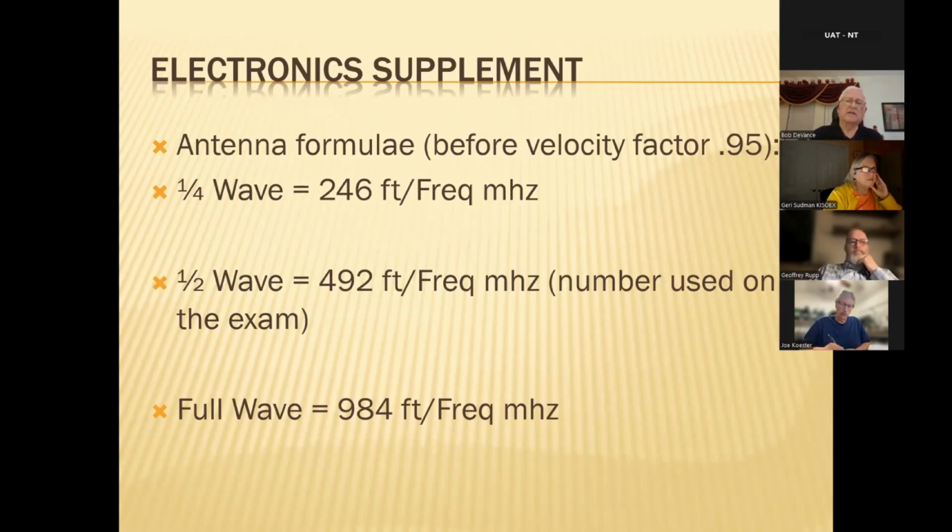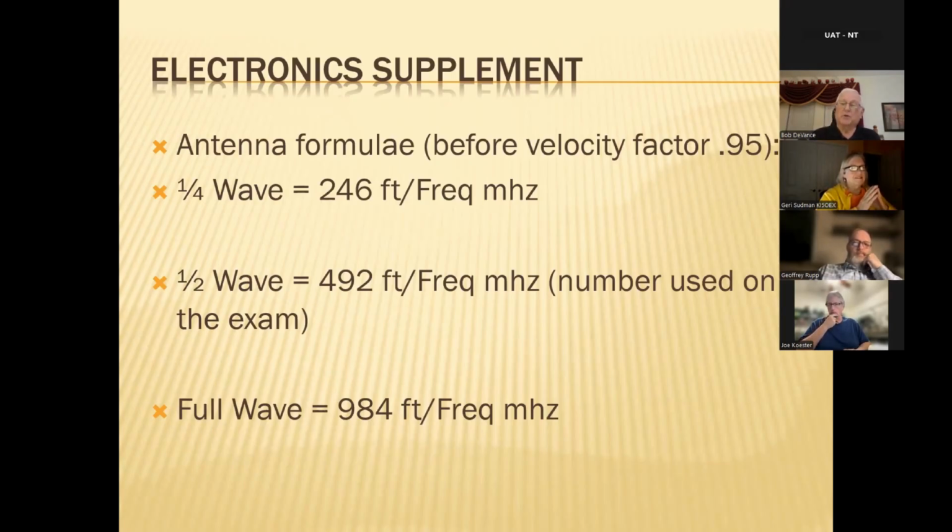Half-wave antenna length in feet is equal to 492 divided by frequency in megahertz. And that will give you a value in feet for a half wave or a dipole antenna. Where does that 492 come from? I've got a slide that follows that we'll talk just briefly about. It's not on the test. Just want you to be aware of it.